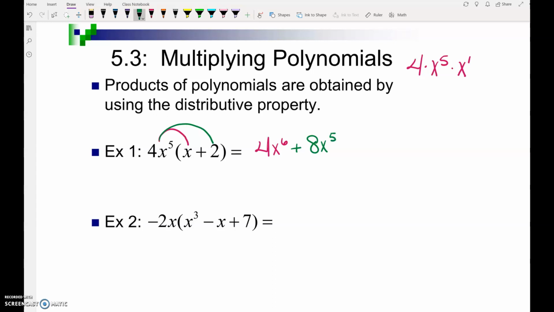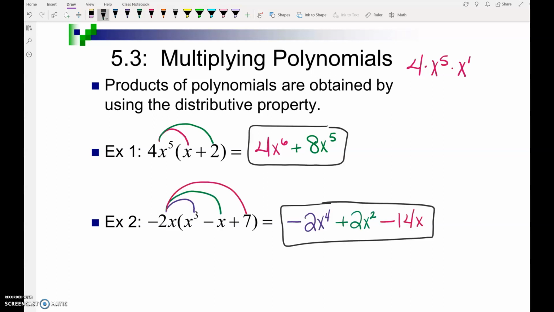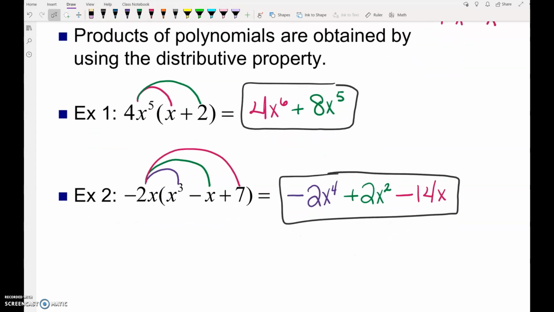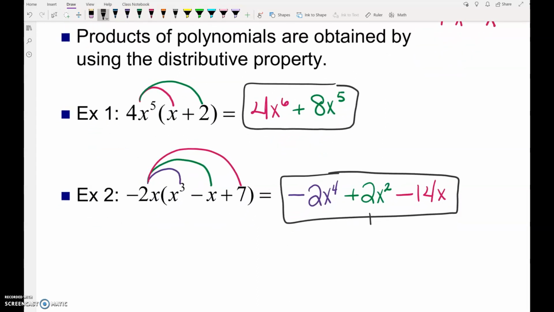Example 2 starts with a negative, and there's a negative that you have to multiply it with, but try example 2 on your own. Pause the video if you're watching the video. You should have gotten negative 2x to the fourth plus 2x squared minus 14x. Please check your exponents. Also make sure that this middle term is plus 2x squared because you did negative 2x times a negative x.